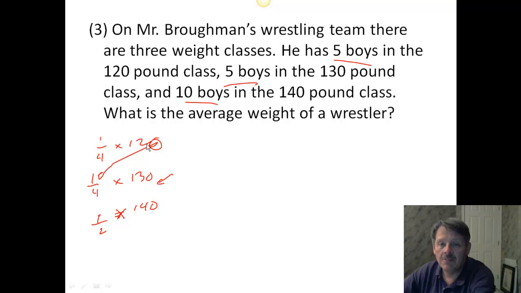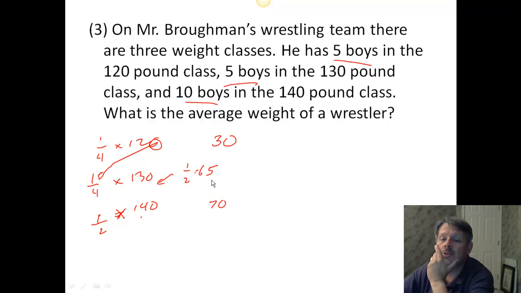Well, half of 120 is 60, so 1/4 would be 30. And down here I can do half of 140, which is 70. Those are easy. It's this one that's a little hard. So I have to do 0.25 times 130. Well, let's see. Half of 130 would be 65.